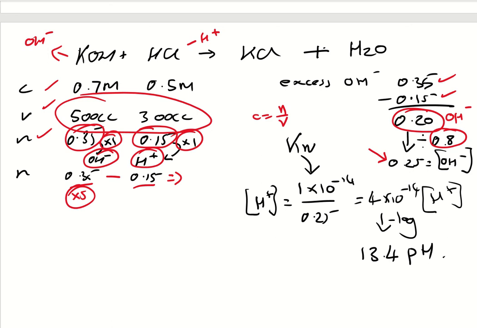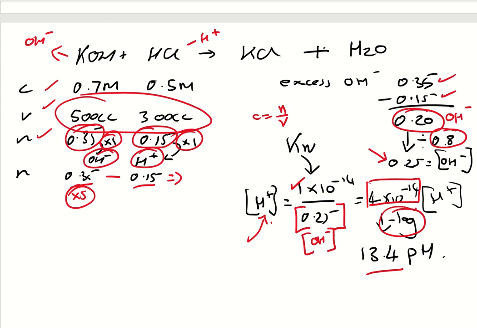We go back this time to Kw, and remember, H plus ions, when we have an excess of alkali, is Kw over the concentration of the OH minus ions, which we've already worked out at 0.25. That gives me my H plus ion concentration, which comes out at 4 times 10 to the minus 4. Minus log that gives me 13.4 pH.